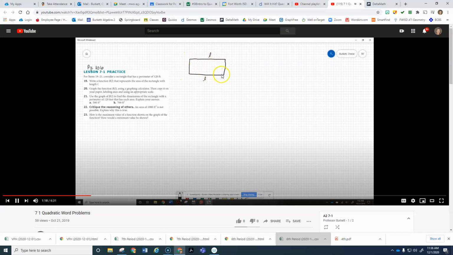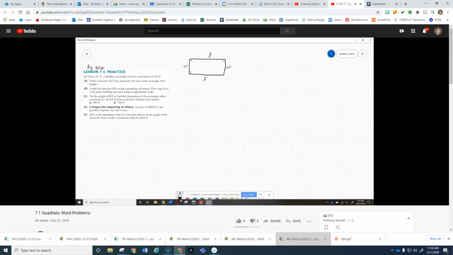This one right here will be the same as this one. And this length right here we'll call W. And so this length over here will be the same length as those. That's one of the characteristics of being a rectangle, is that opposite sides are congruent. Also, we know that we have 90-degree angles. Okay, so what else do we know about this?